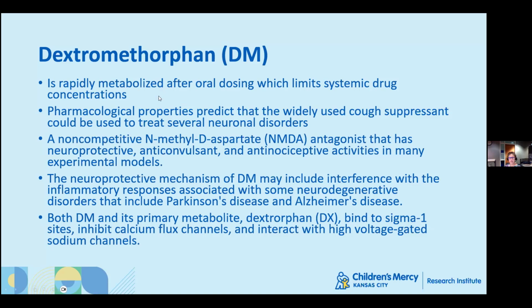Dextromethorphan is rapidly metabolized after oral dosing, which really limits its systemic exposure. So if you're using dextromethorphan for some of these other neuronal disorders where it's being investigated, generally you will find yourself needing to use an inhibitor to increase the serum concentration. Dextromethorphan in these neuronal disorders is being utilized mainly for its impact on the NMDA receptor.